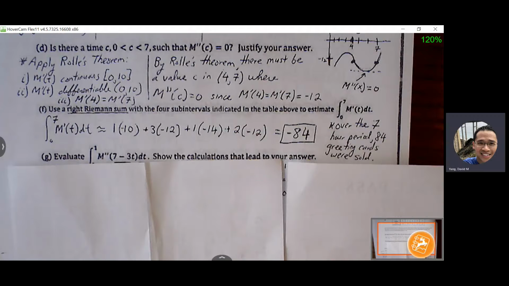Okay, that -84 tells us how many cards have been removed from the shelf. So over the 7-hour period, by Riemann sum estimation, 84 greeting cards were sold or at least taken off.